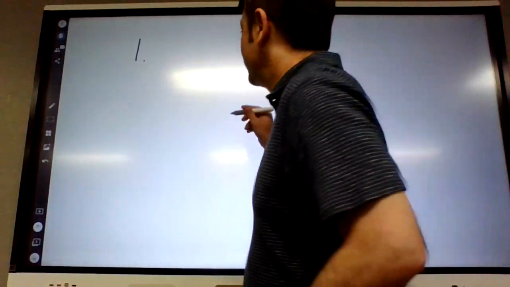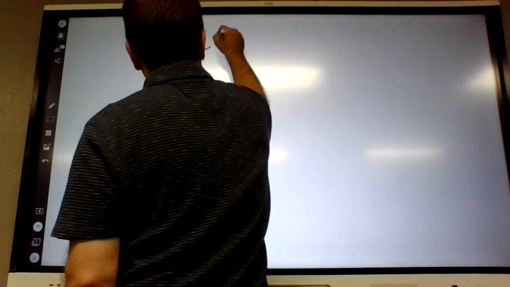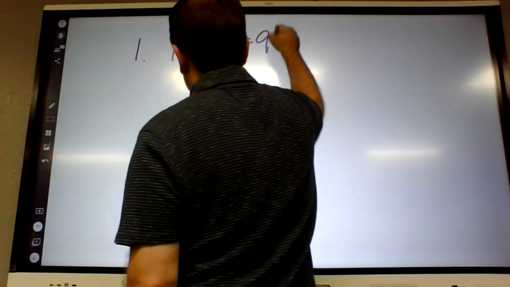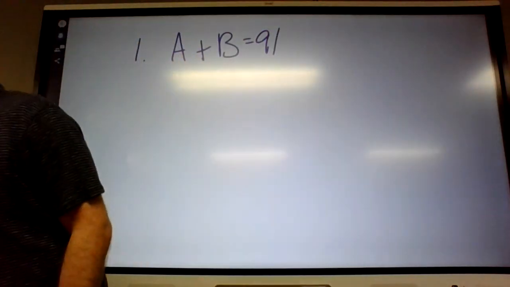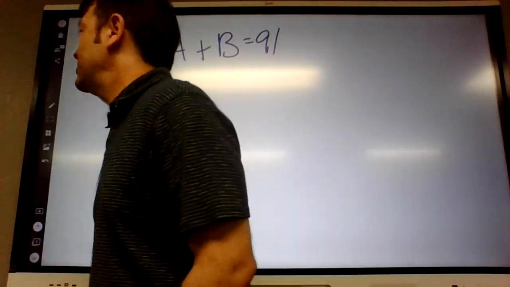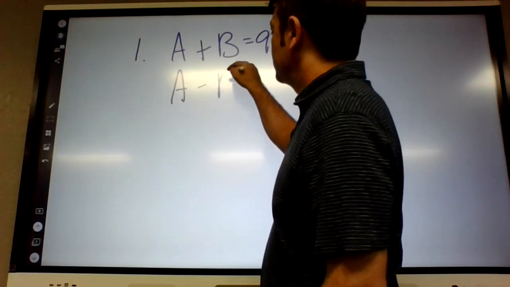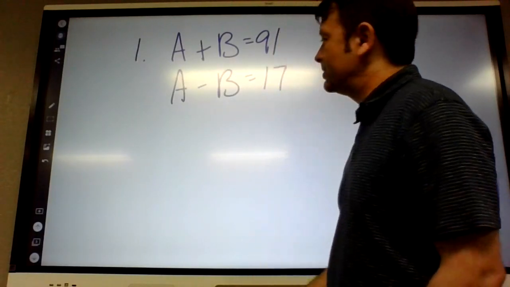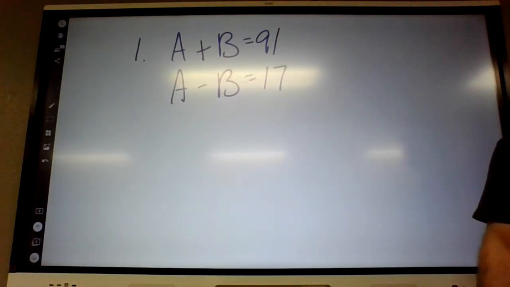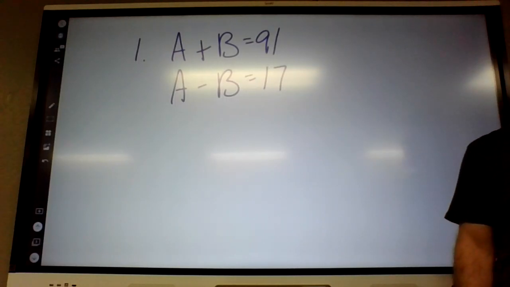All right. A plus B is 91, and their difference is 17. So what's difference mean? Subtraction, like A minus B. Right, subtract them, they're 17. So we're gonna have to do like substitution. Find the two numbers. What's the easiest way to solve this?